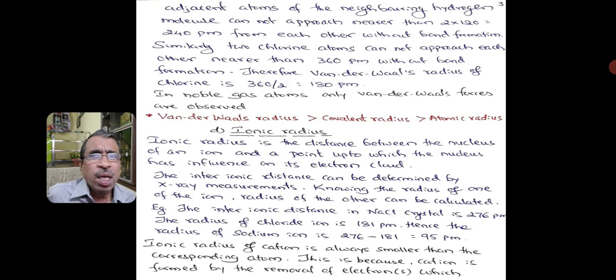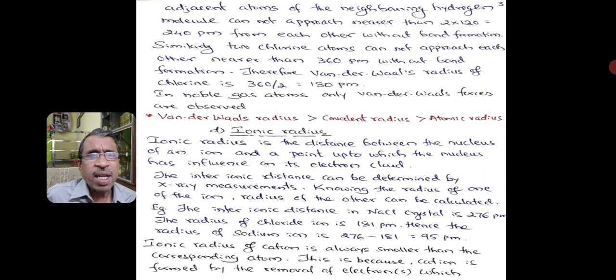Example, the inter-ionic distance in sodium chloride crystal is 276 picometer. The radius of chloride ion is 181 picometer. Hence, the radius of sodium ion is 276 minus 181, that is equal to 95 picometer. Such problems will be asked in the examination.